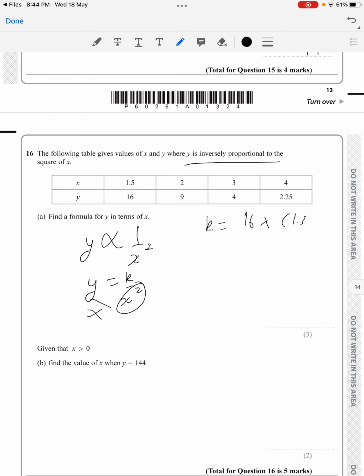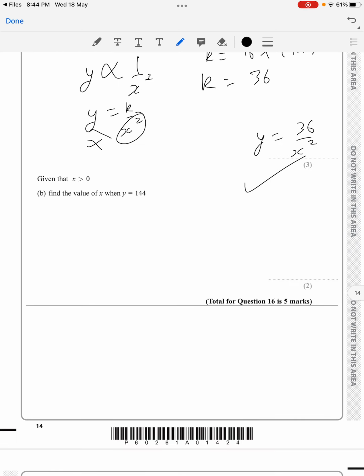I'm just multiplying these two values together. So once you find that out, you have 16 times 1.5 raised to the power of 2. It's 36. k is 36. Don't leave it as k is equal to 36. So that's y is equal to k, that's 36, divided by x squared. This is your answer for 3 marks.